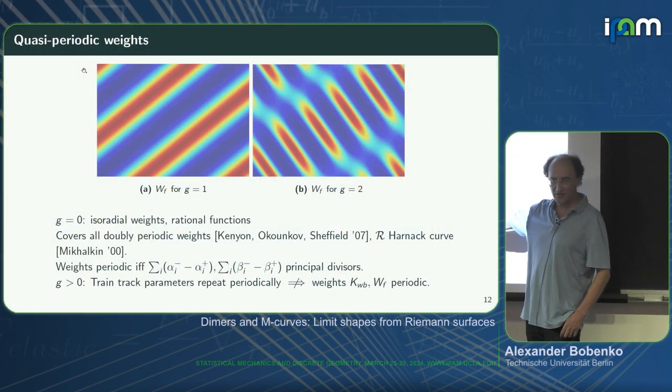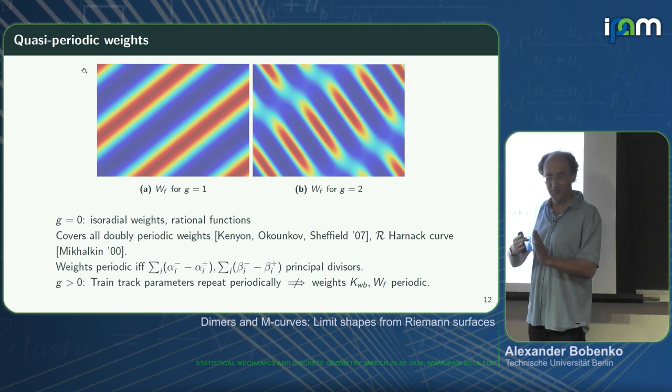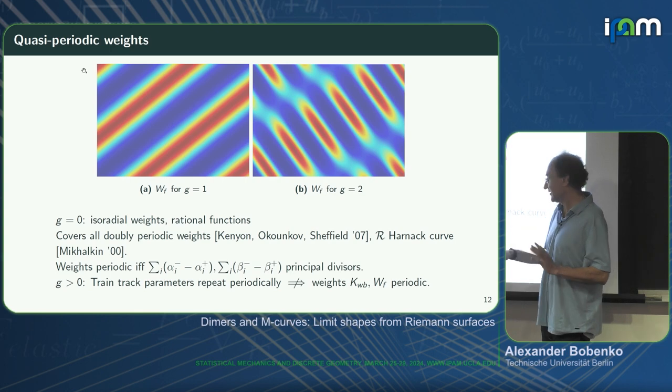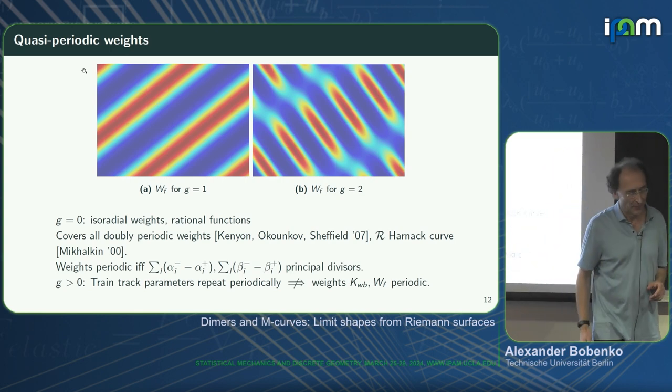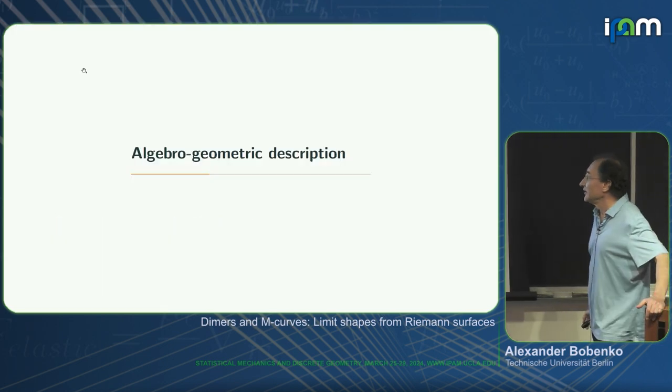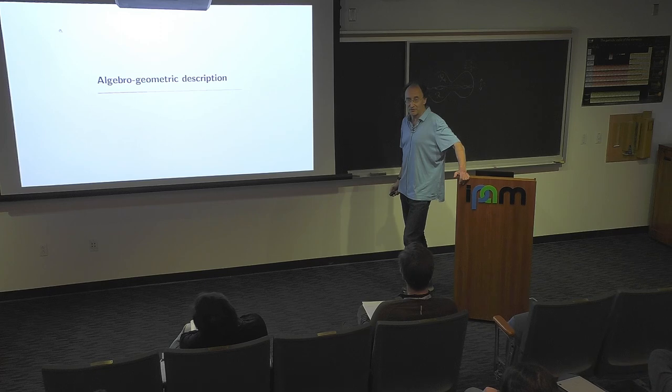Yeah, if genus is greater than one, then even if the train track parameters repeat periodically, in this case it doesn't imply that the weights will be periodic. Okay. So now let us come to the algebro-geometric description.